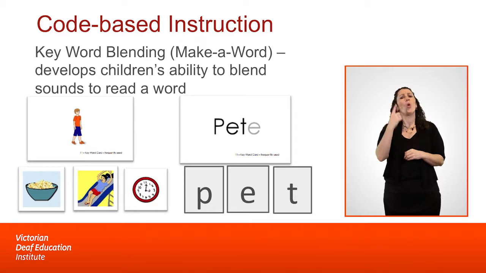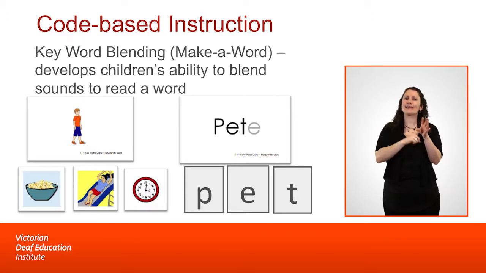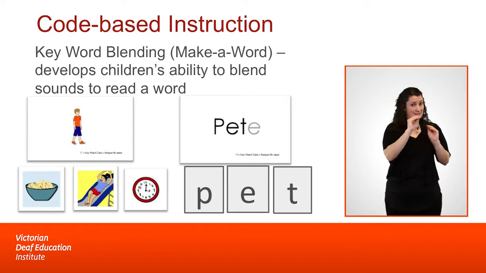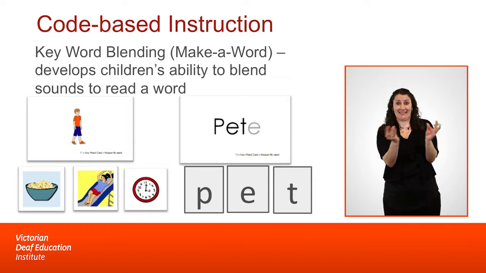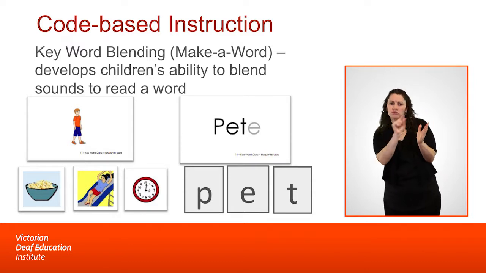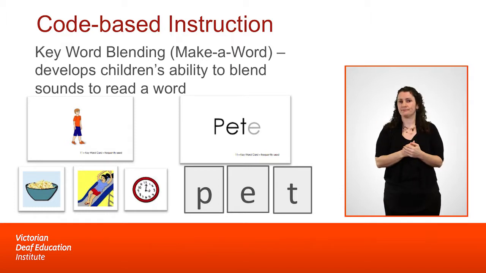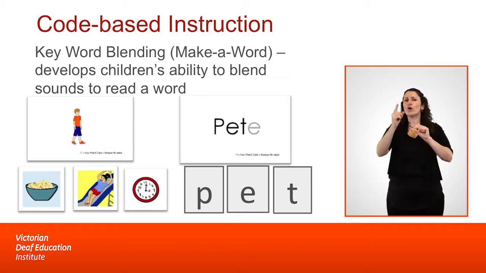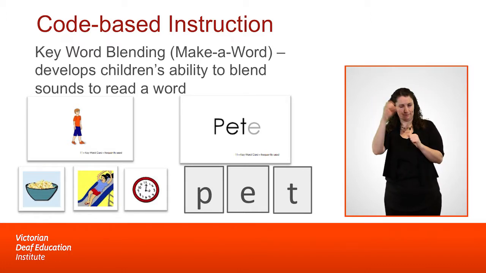No. Okay, now let's talk about the code-based instruction that shows up in Foundations for Literacy. One of the major activities in Foundations is keyword blending, what we call make a word. And this develops children's ability to blend sounds so that they can read words. And so what we do is we'll have a picture, a visual of a word. So if you'll look at the cards on the screen, you'll see that there's a picture of Pete. And so before children actually start to read the text for Pete, we build the word using these sound concept images.